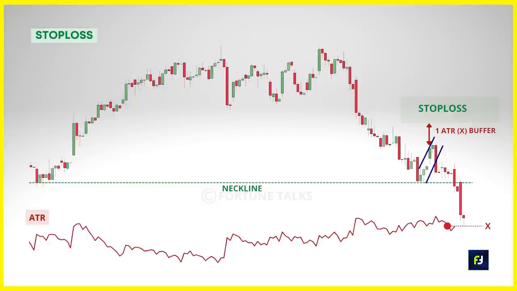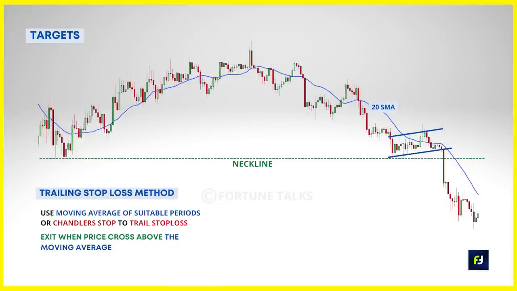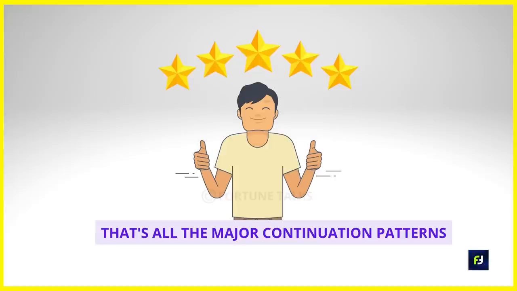Now the stop loss can be placed with a buffer above the handle of the pattern. And finally, the target can be set equal to the height of the inverted cup from the neckline to the top of the cup and projected below the neckline from the breakout point. Yet another way is to ride the whole trend using a trailing stop loss method using moving averages and exit only when the price moves above the average. Now that is all the major continuation patterns in a single video.